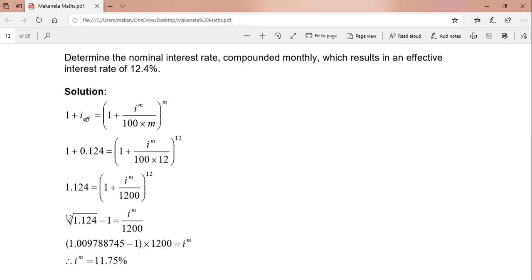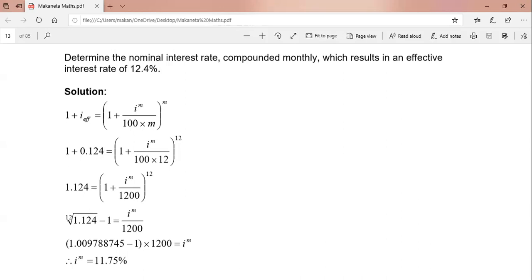But then again, we are told this time around that this interest is compounded monthly. And what does it mean? When we say an interest rate is compounded monthly, how many months are there in a year? A year consists of 12 months. And that is why the number of periods, which is M, the number of times wherein the interest is compounded, will be 12, because there are 12 months in a year. So it means every month the interest will be generated.